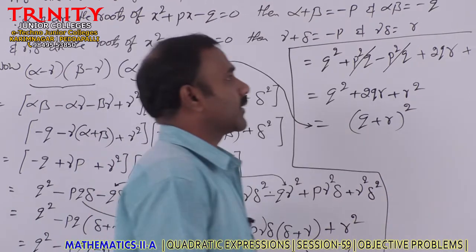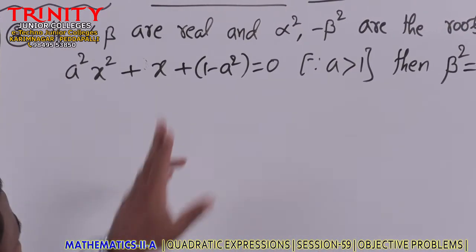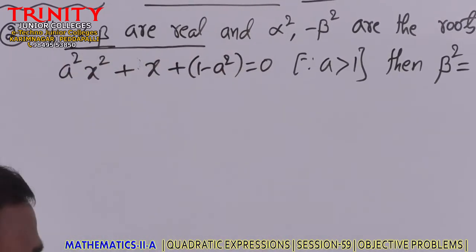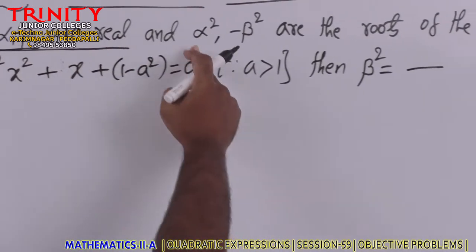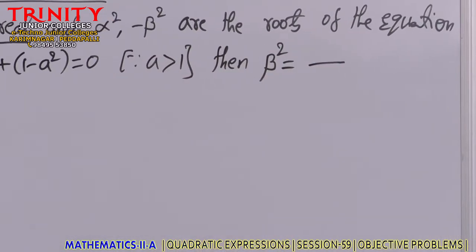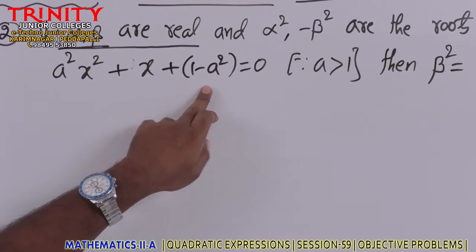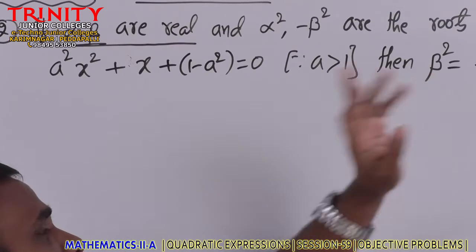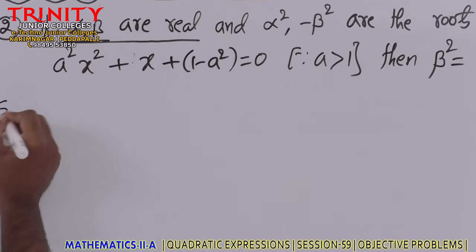Now we will move to the another problem. If alpha, beta are real, it is the important point here, you have to note it. Alpha, beta are real and alpha square, minus beta square are the roots of the equation a square x square plus x plus 1 minus a square is equal to 0, where a value is greater than 1. Then what is the value of b square, he was asking. What is the value of b square?